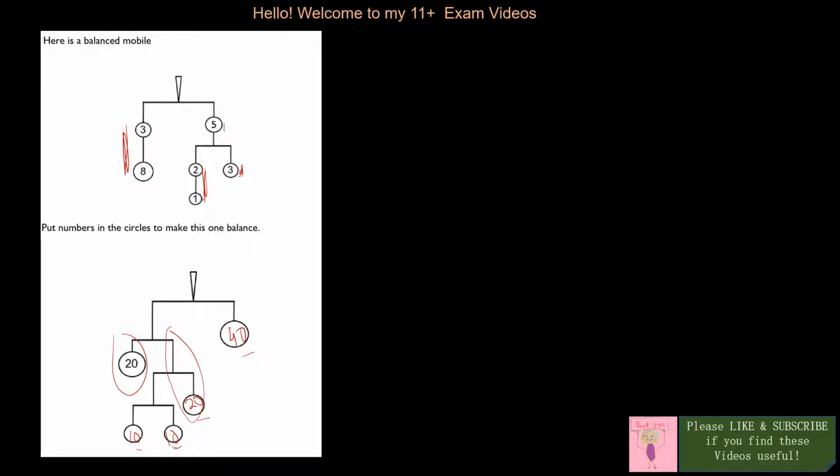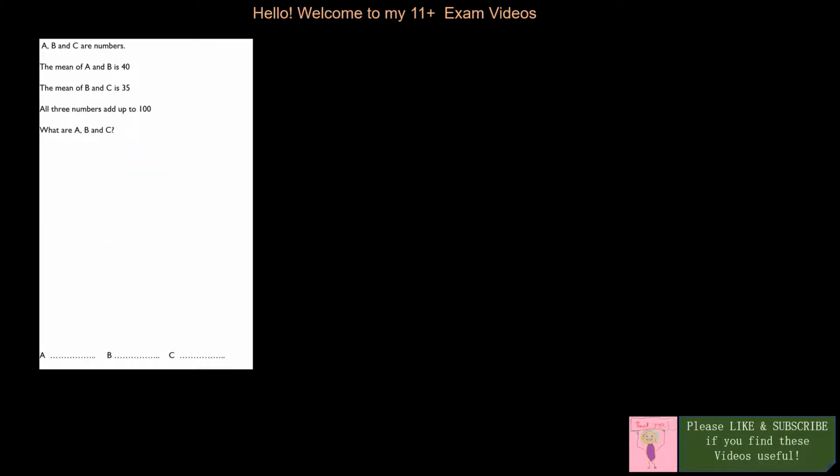Okay, next question. A, B, C are numbers. The mean of A and B is 40. The mean of B and C is 35. All 3 numbers add up to 100. What are A, B, and C?